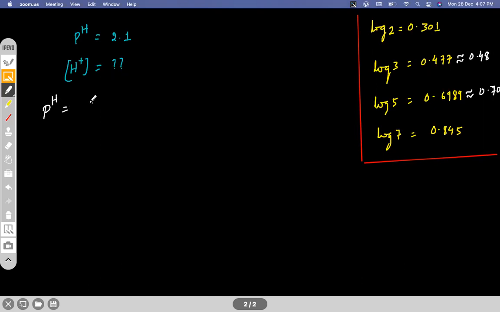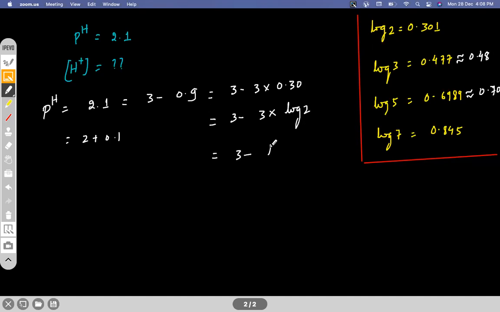Okay, now you see this pH is given. pH is equal to 2.1, which we can easily write as 3 minus 0.9. Why not 2 plus 0.1? You will understand why I'm writing this. If I write 3 minus 0.9, further we can write it as 3 minus 3 into 0.30. We know the log term of this, right? 0.30 is log 2, which further we can write as 3 minus log 2 to the power 3.